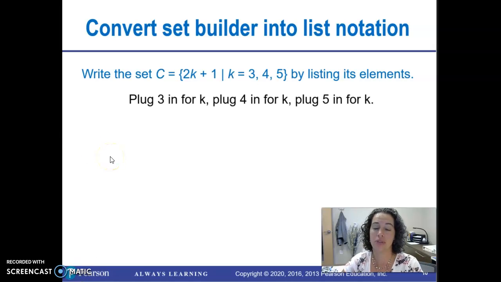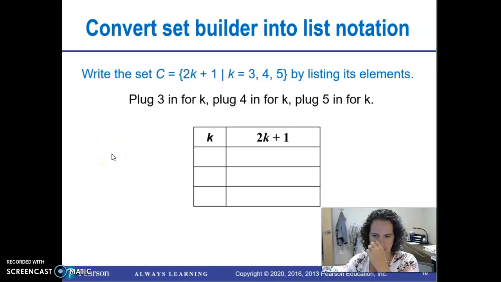So we're going to plug 3 in for k and get a number. And then we'll plug 4 in for k and get a different number. And we'll plug 5 in for k and get another number. So I'm going to start by making a table. Let's do the 3 first. Okay. And I'm going to plug it into this 2 times k plus 1.